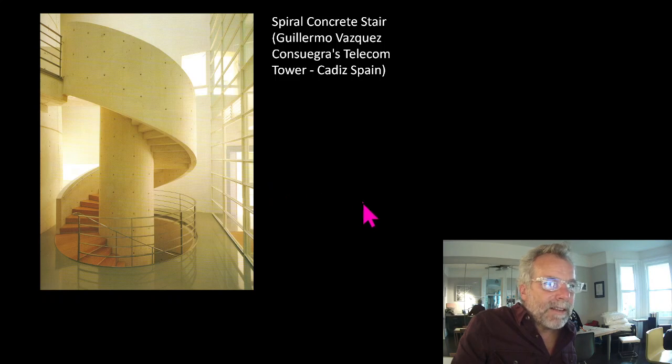Another beautiful stair that's a little bit simpler. This one is a very simple concrete stair, center core, and a perimeter guard element. That's the perimeter guard that's acting as a structural stringer on the outside.